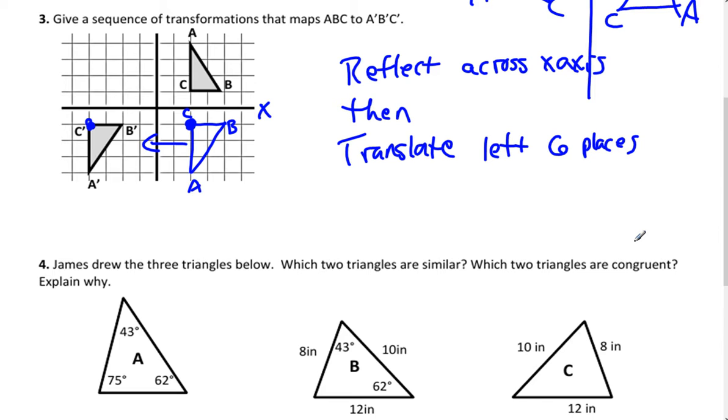This would work. You could also reverse those two directions. If you said move left 6, 1, 2, 3, 4, 5, 6, it would look like this. Move left 6, then reflect across the x-axis. You see you get the same thing.